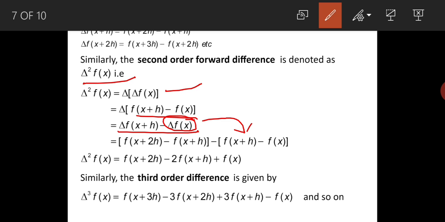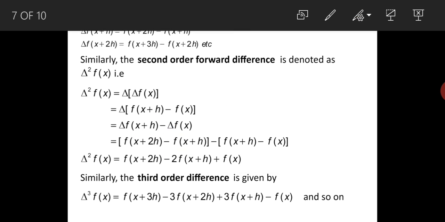If you simplify all of this, we get f of x plus 2h minus 2 times f of x plus h plus f of x. Similarly, we can find the third order forward difference. It is given here: delta cube of f of x is equal to f of x plus 3h minus 3 times f of x plus 2h plus 3 times f of x plus h minus f of x.